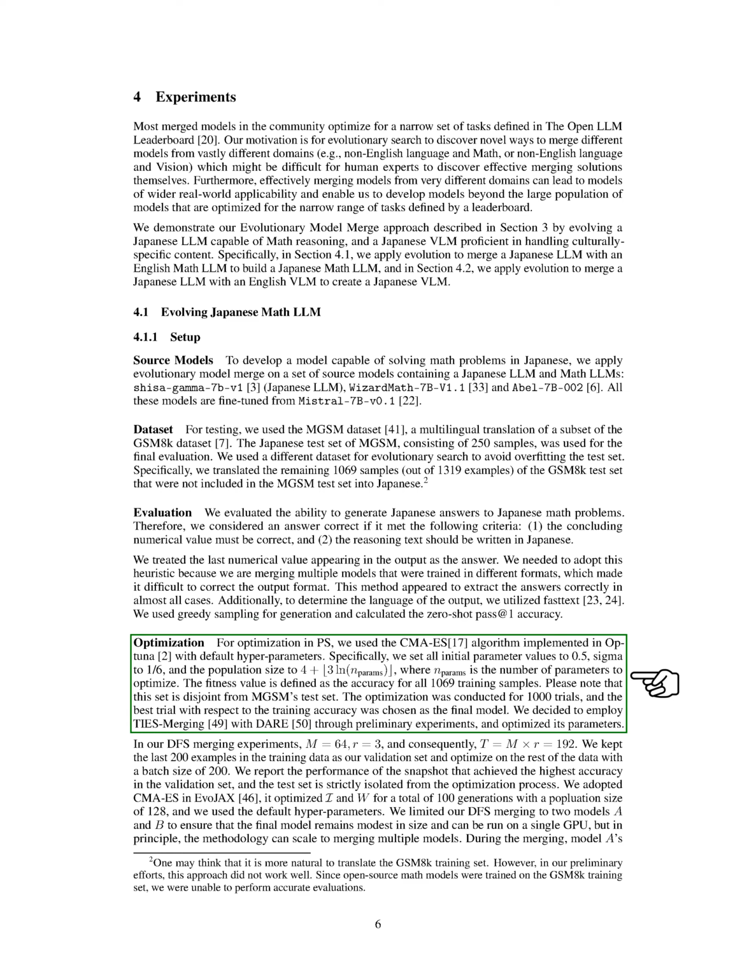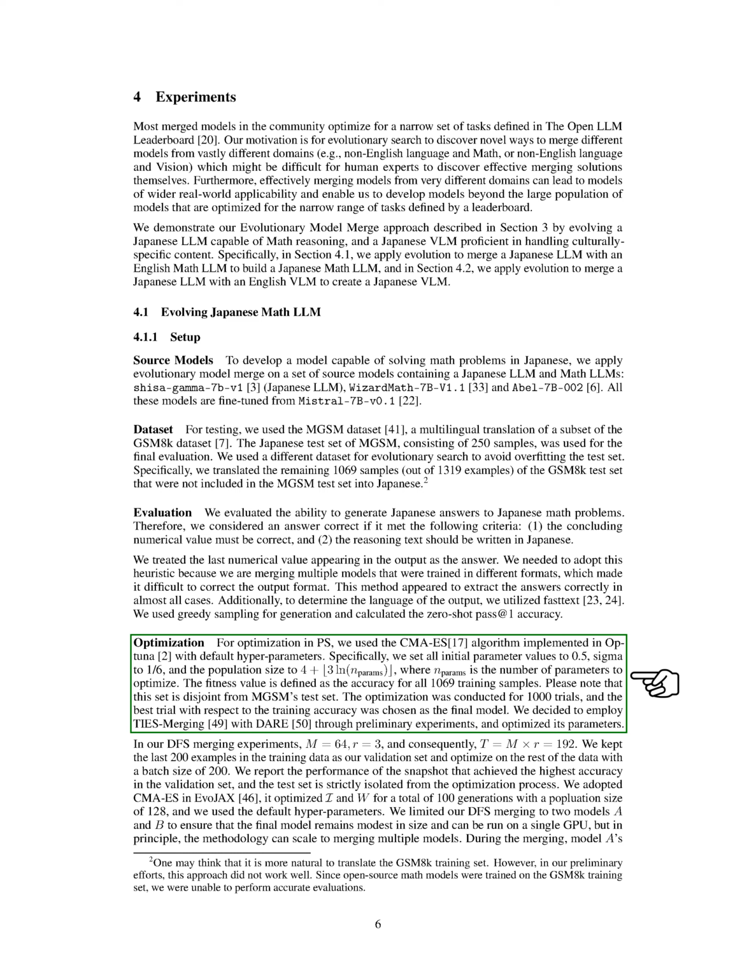For optimization in PS, we employed the CMA-ES algorithm with default hyperparameters in Optuna. The fitness value was based on the accuracy across all 1069 training samples. The best trial after 1000 iterations was selected as the final model. In DFS merging, we used TIES merging with DARE and optimized parameters for M equals 64 and R equals 3, resulting in T equals 192.